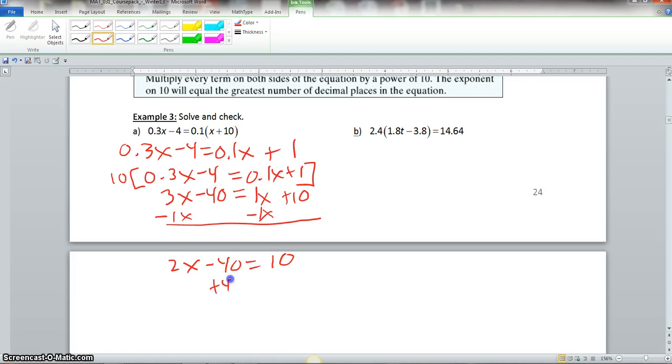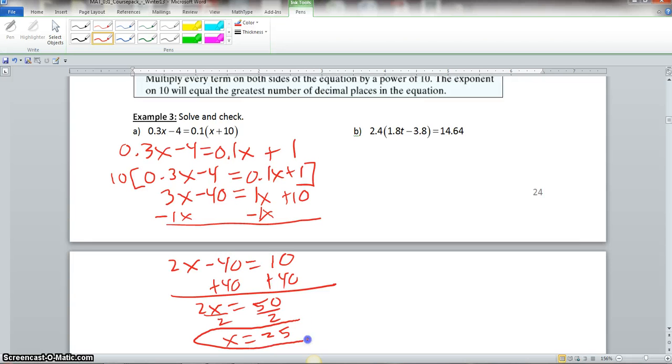Now we're going to add 40 on both sides. So we will have 2x is equal to 50. Divide each side by 2, and x is 25. And that is our final answer. Now we look here at B. Now we have 2.4 times the parenthesis of 1.8t minus 3.8.